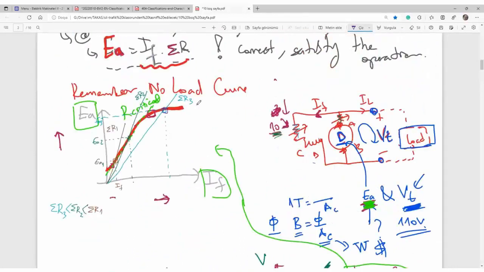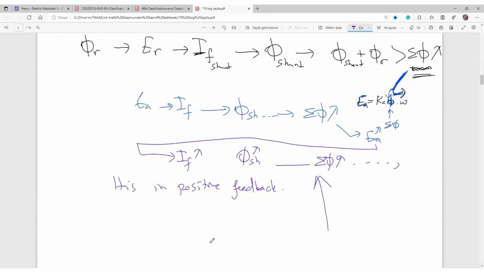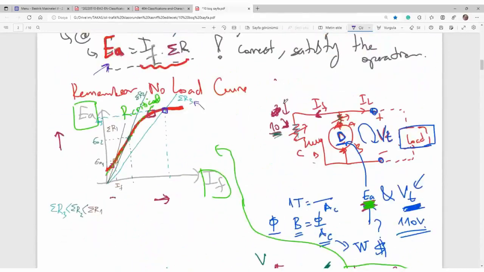When this total resistance line crosses the no-load curve, that is the possible operating point. It is defined by here. That is the possible operating point. And the self-excitation process I have explained here continues up to the cross-section point.